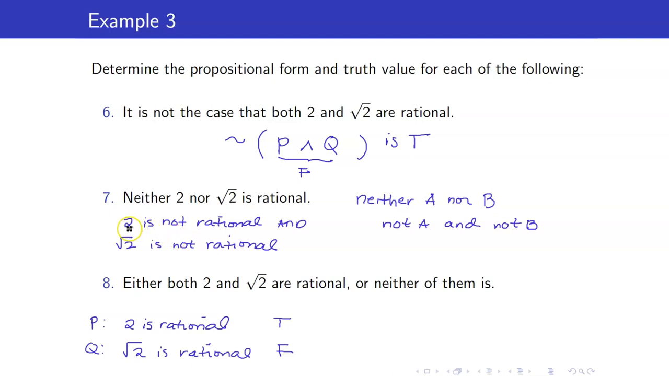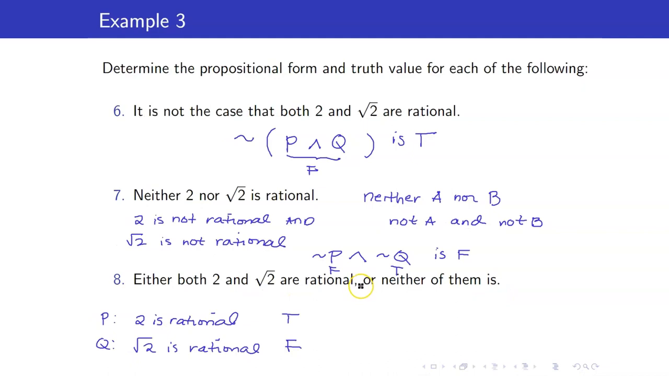So therefore, this one is saying that 2 is not rational and square root of 2 is not rational. So therefore, what is the form? 2 is not rational, that is not P, and square root of 2 is not rational, that is not Q. What is the truth value of this one? P is true, so therefore not P is false. Q is false, so therefore not Q is true. So therefore the entire thing is false.